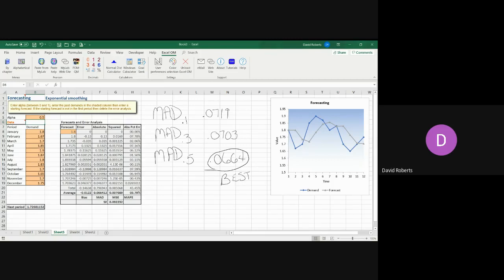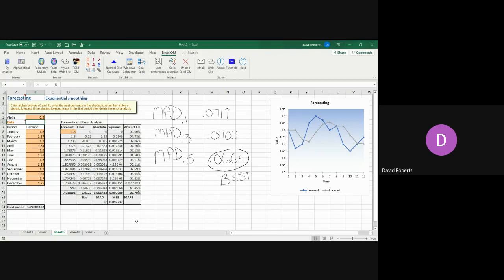So, which one is best? 0.5 is best because it has the lowest level of error. And one of the beauties of using the software is, what if I tried 0.6? Oh, that's even better. What if I tried 0.7? Even though the question doesn't ask, you can easily try different numbers without having to go through all of the calculations again. And it also, of course, does the forecast.